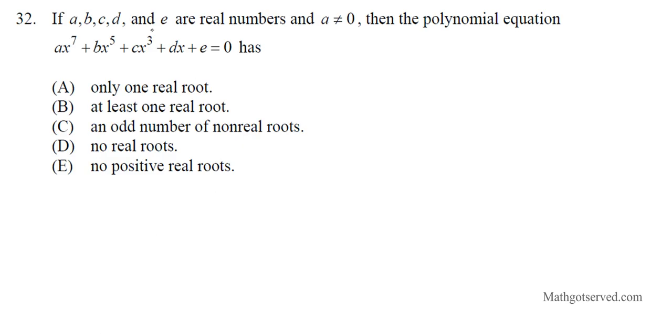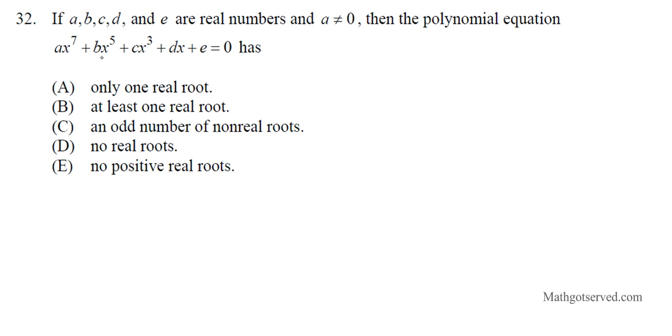Question number 32 says if A, B, C, D, and E are real numbers and A is not 0, then the polynomial equation ax to the 7th plus bx to the 5th plus cx to the 3rd plus dx plus e equals 0 has: one root, at least one root, an odd number of non-real roots, no real roots, or no positive real roots. Now what we're going to do here is take advantage of the fact that this is an odd power. We're going to look at the end behavior using limits and see what conclusions we can draw.